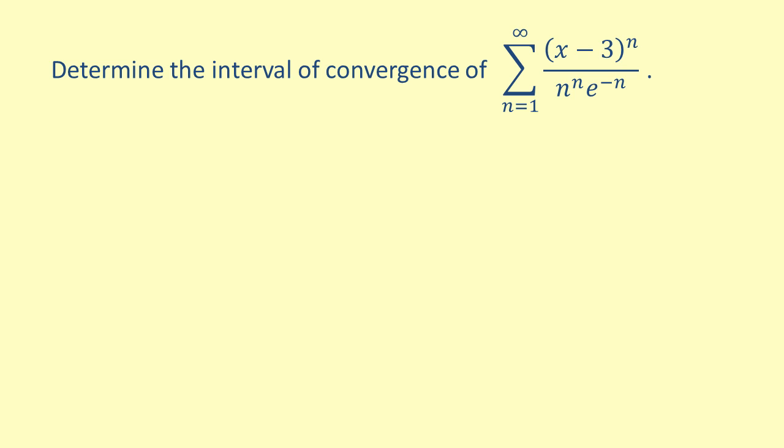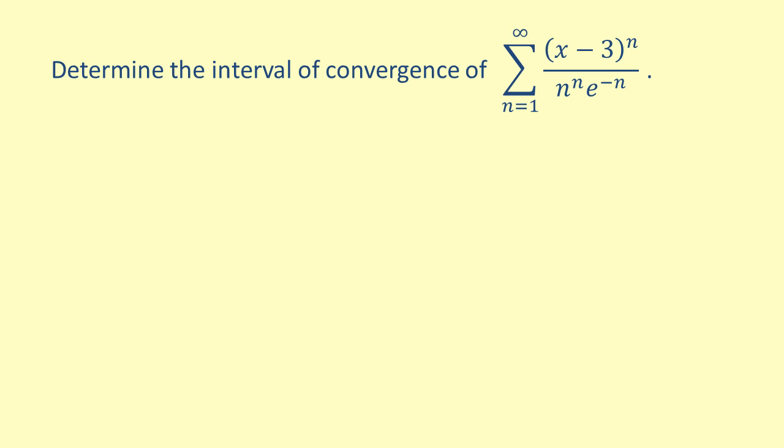Let's see how these conditions might apply to an example. In this problem, we want to determine the convergence of the sum from n equals 1 to infinity of x minus 3 all to the power n over the quantity n to the n times e to the minus n. We have n in both base and exponent, so let's try the root test.